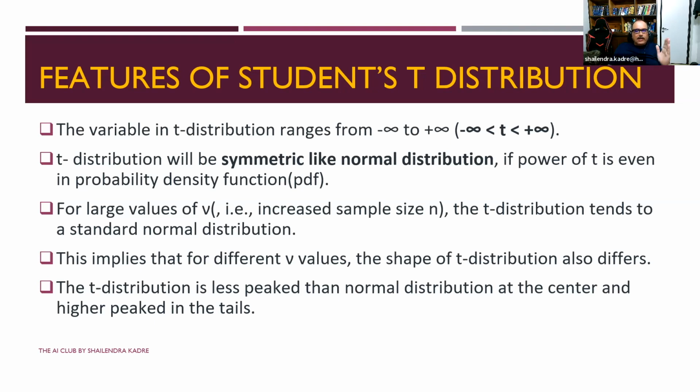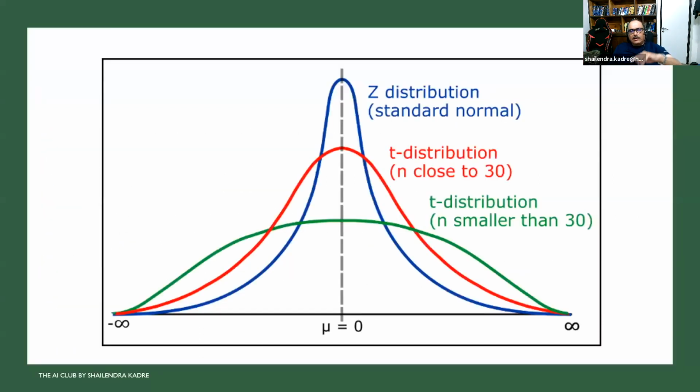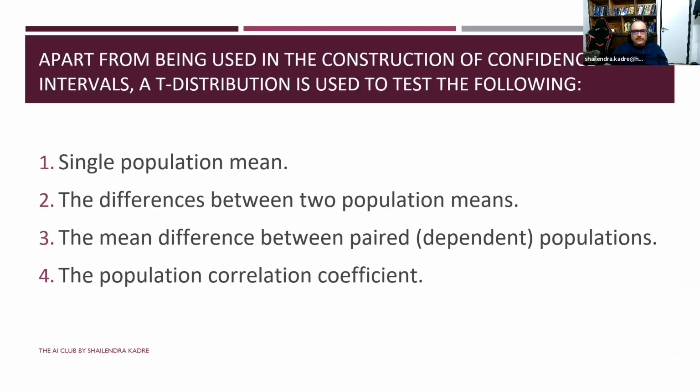Then the t distribution and t statistic depend only on degrees of freedom, which is n minus 1. N is nothing but sample size. And the t distribution is less peaked than the normal distribution, meaning the t distribution curve is shallow compared to the normal distribution. As I showed you here, the blue one is your normal distribution, and the green one is your t distribution curve. So it is less peaked, meaning it is a shallow curve. These are the properties.